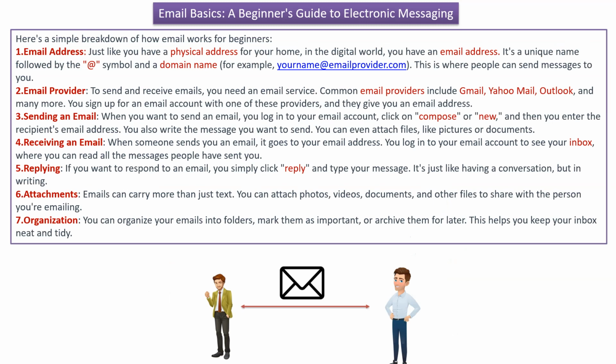Now we will see how email works. The first one is email address. Just like you have a physical address for your home, similarly in the digital world you have an email address. An email address is a unique name followed by the @ symbol and the domain name. And here you can see the example, your name at emailprovider.com. For example, Rahul at gmail.com. This is where people can send messages to you.